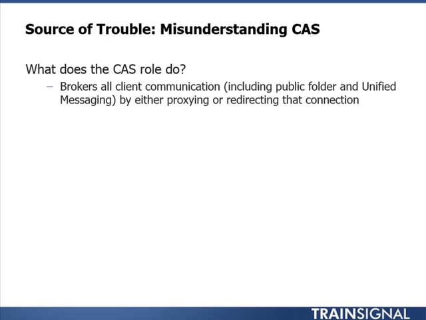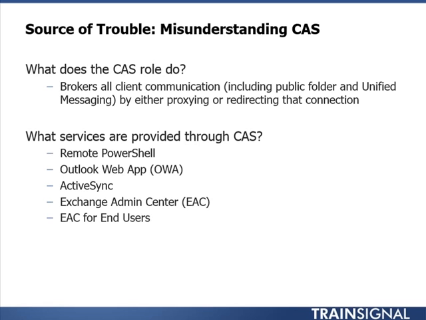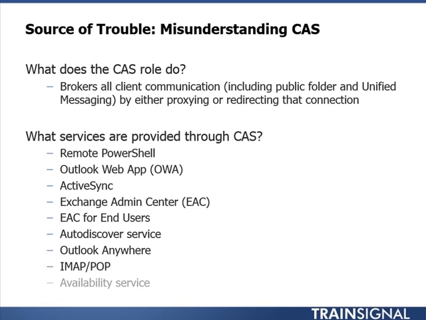Well, remember, it brokers all client communication, including public folder and unified messaging, by either proxying or redirecting that connection. So when we say all client communications, we're talking about Outlook Web App, IMAP and POP connectivity, Exchange ActiveSync, Outlook Anywhere. So really that comes down to the next question, which is what services are provided through CAS? There are a lot of services. There's Remote PowerShell, there's Outlook Web App, there's ActiveSync, there's the Exchange Admin Center, there's even an EAC for end users, there's the Auto Discover service, Outlook Anywhere, of course, IMAP and POP connectivity, and the Availability service. And it does other things as well.